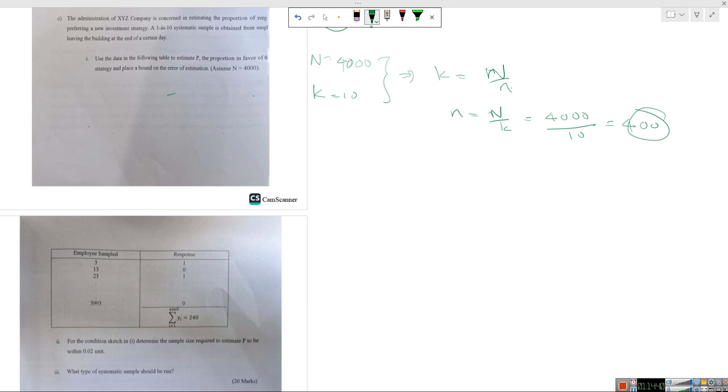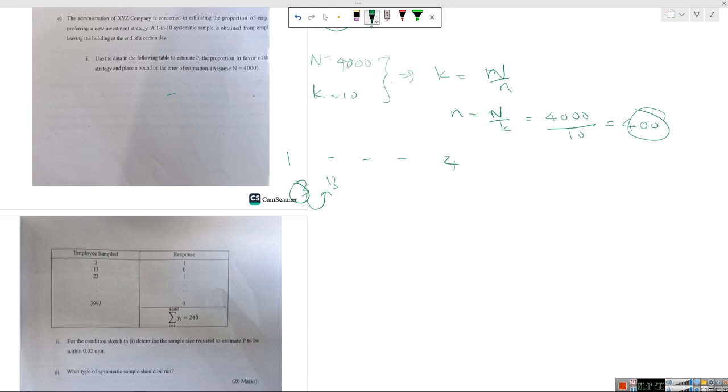Now you see, from 1 to 4000 we have numbered the sample, and we are going to start from the third sample, right? Now the second sample number will be 13, because we just have to add the k to i, which is the starting point.